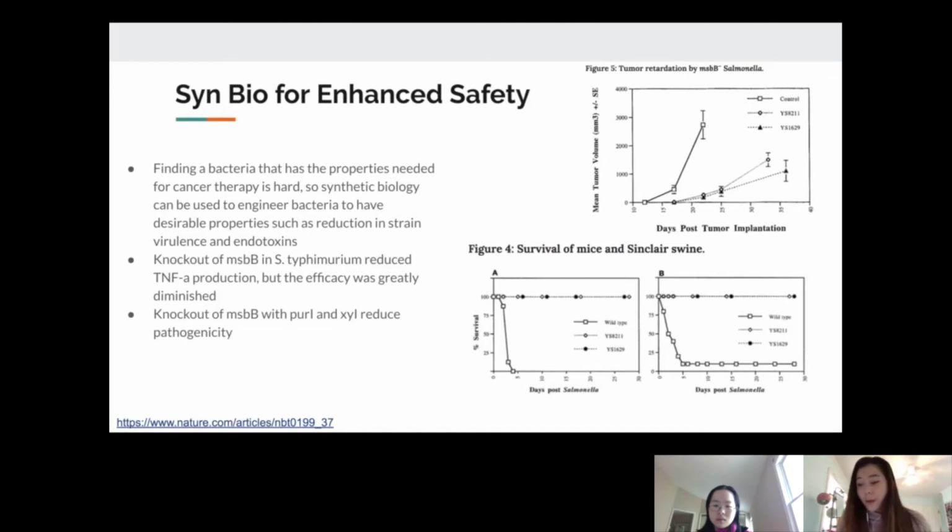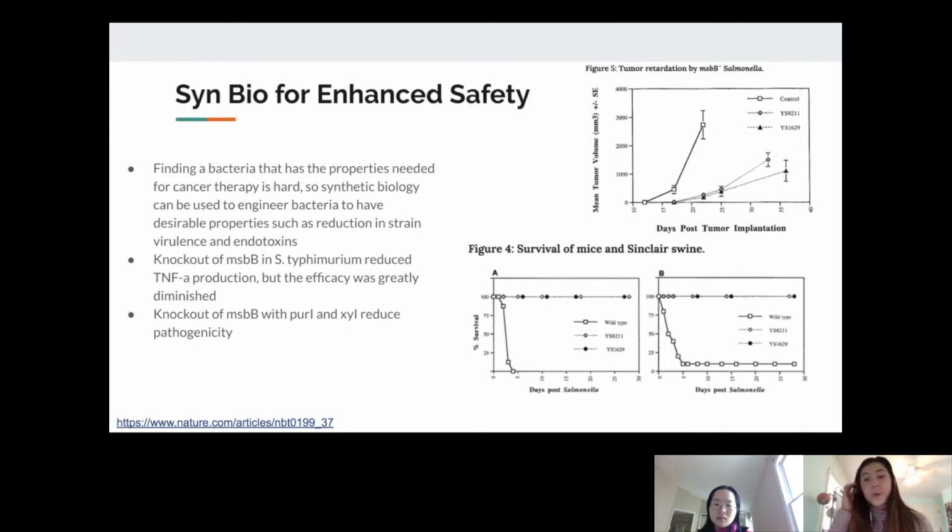So some of these properties include reduction in strain virulence and endotoxins, which prevent the bacteria that are injected from killing the patient. So synthetic bio, we've obviously discussed, can produce genetic circuits that cause complex dynamic behavior in single cells or in populations. So among these circuits are switches, oscillators, toggles, etc. Think back to the genetic toggle switch that we discussed earlier in the semester. And we can use these SynBio tools to improve the efficacy and safety profiles for cancer therapy.